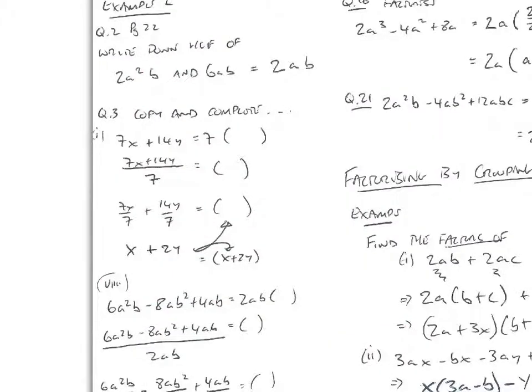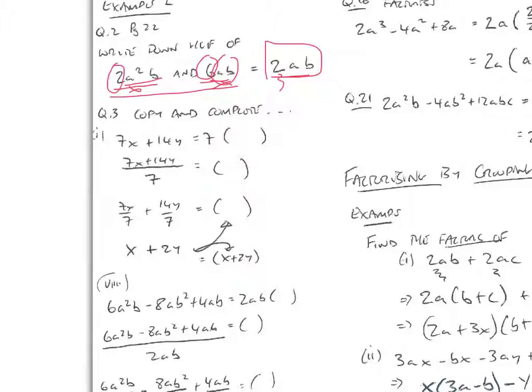So, question 2, page 22. Write down the highest common factor of 2a squared b and 6ab. Okay, well, let's do the numbers first. 2 is the highest common factor of 2 and 6. And ab will go in there, definitely, and ab will go in there. But a squared b or b squared a, they won't work. So it must be 2ab is the highest common factor. This will divide into both of these terms.